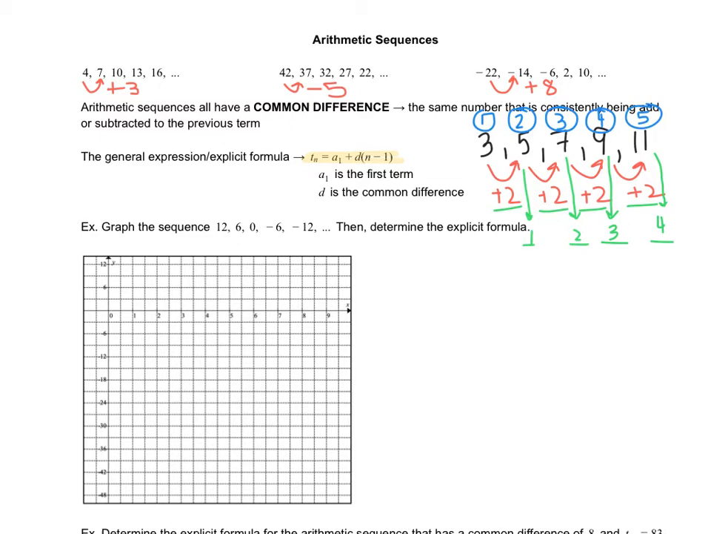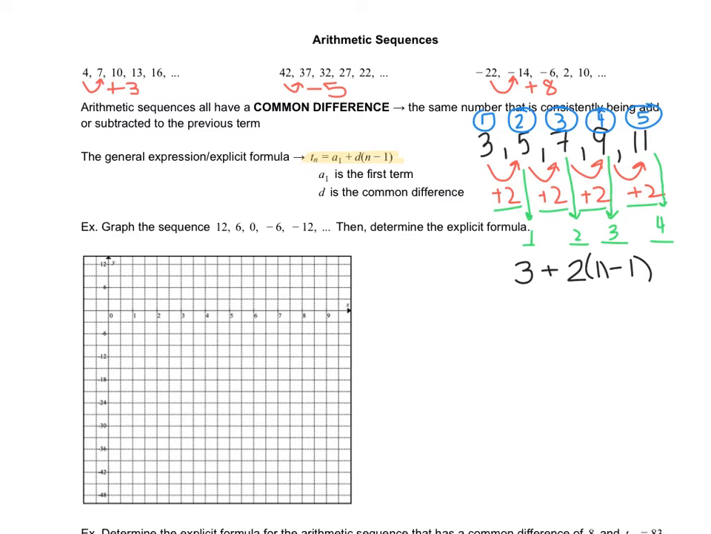So each time I'm adding the common difference of 2, one less than the position number I'm in. So for the fifth number, I've added on 2 four times. For the 8th number, I would be adding on 2 seven times. For the 100th number, I would have added on 2 ninety-nine times. So that's where our formula is coming from. I'm taking my first number, which is 3, and I'm adding on the common difference of 2, n minus 1 times. So 1 less than the position number you're in.